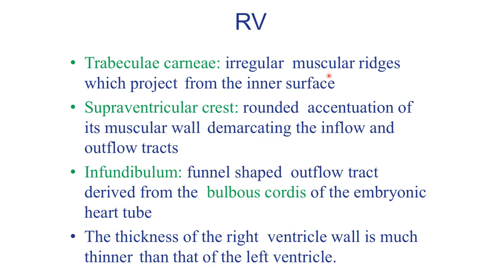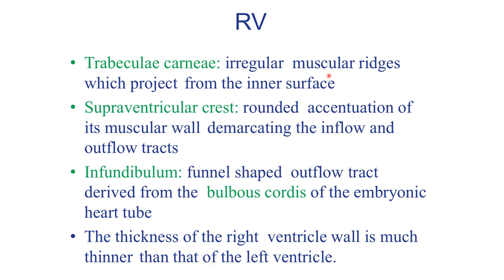We have again what we call the supraventricular crest. This is the rounded accentuation of its muscular wall, demarcating the inflow from the outflow. We are going to see the infundibulum, which is the outflow to the pulmonary trunk, which embryologically was derived from the bulbus cordis of the heart.